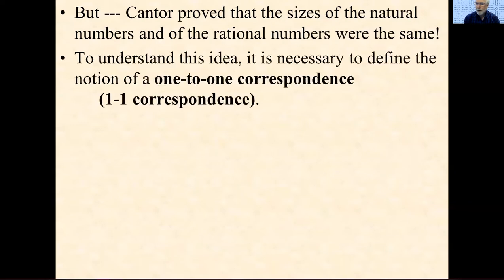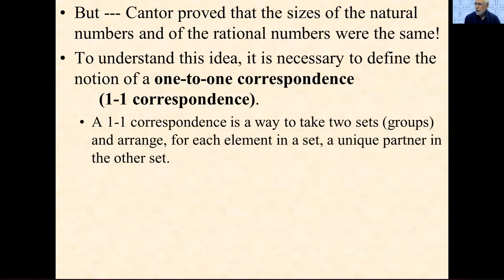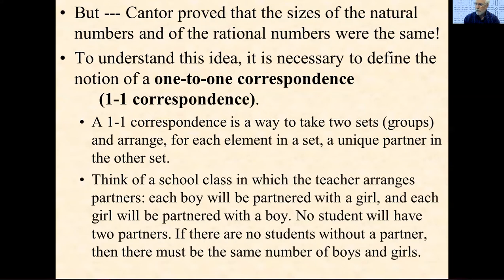Now, we need to be very careful of what we mean by the same size, and to understand that, we need to understand the notion of a one-to-one correspondence. A one-to-one correspondence is a way to take two sets and arrange for each element in one set to have a unique partner in the other set, and vice versa.